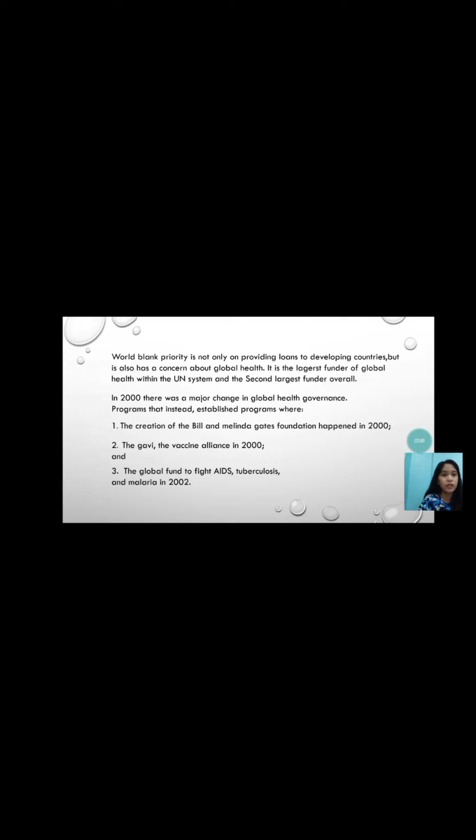The creation of Bill and Melinda Gates Foundation happened in 2000. So, sino nga ba muna si Bill and Melinda Gates? Si Bill and Melinda Gates ay mag-asawa. Si Bill ay isa sa mga gumawa ng Microsoft noong 2000. And si Melinda naman ay isang businesswoman.